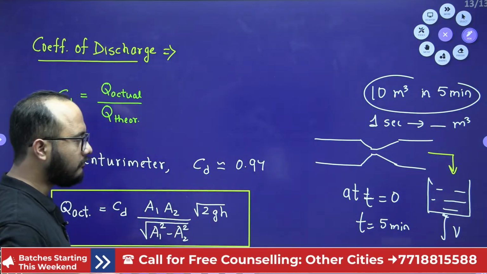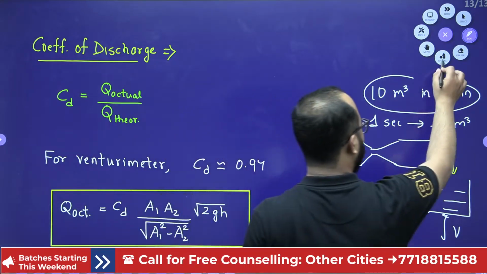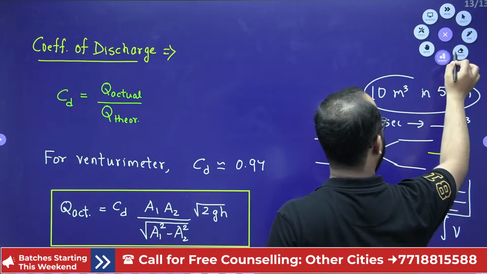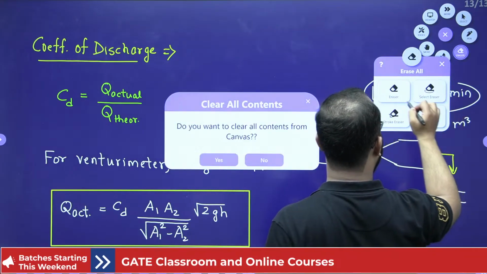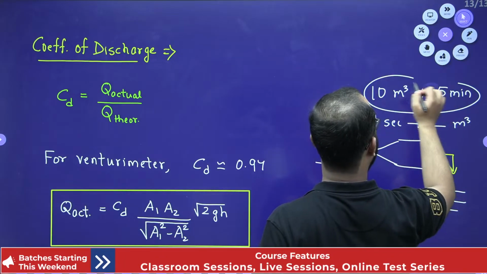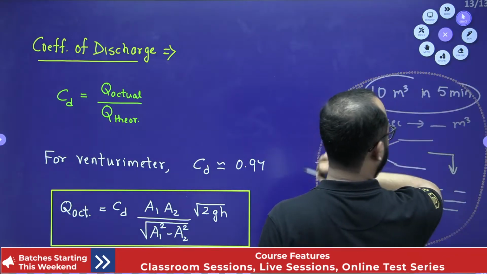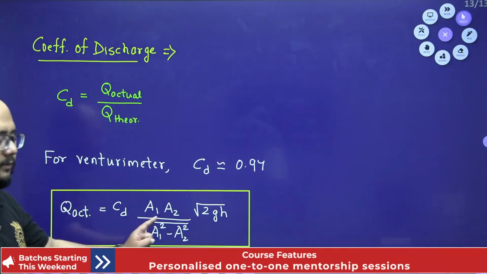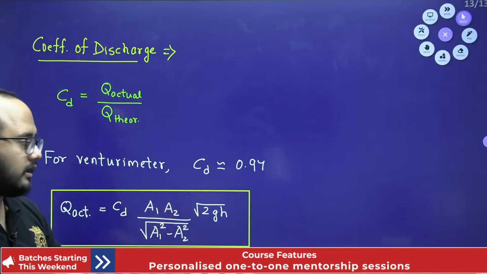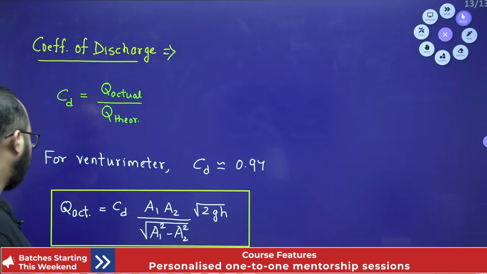I hope this much is clear, the CD part is clear for everyone. In order to calculate the actual discharge, we need to multiply CD with the theoretical discharge. Now let's suppose losses are considered.